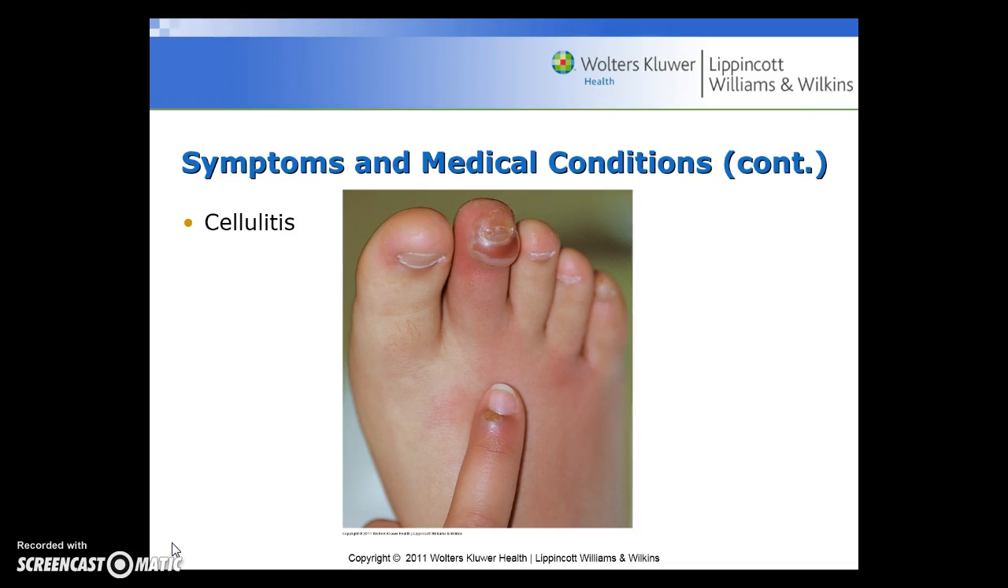So you're going to see some pretty pictures throughout these chapters. So here's a picture showing you what cellulitis looks like.